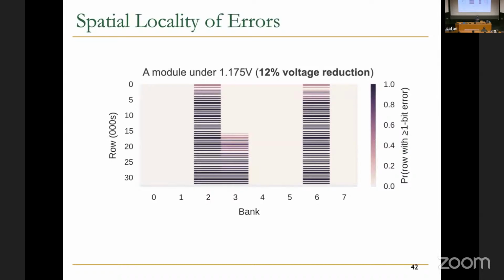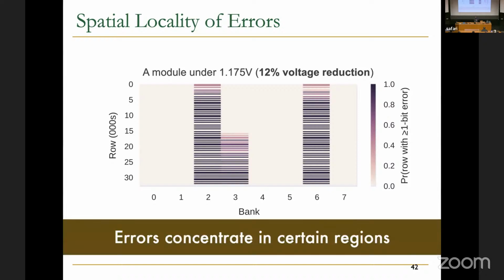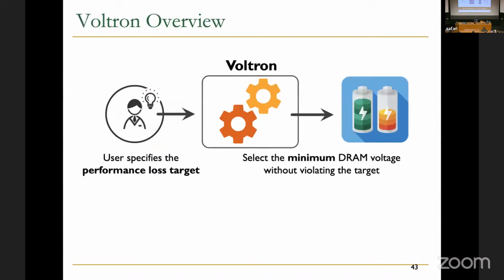And we look at how these errors are distributed in our DRAM chips, and we show that in certain modules they're all concentrated on certain banks. So if you change voltage individually for different banks, then you can actually further improve the benefits of this method. So yeah, errors concentrate in certain regions. With these observations, this paper proposes a mechanism called Voltron.